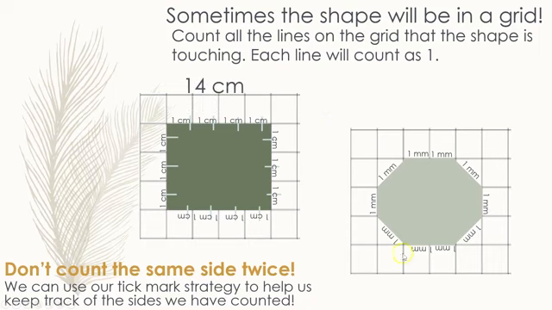Let's try it with this shape. Don't forget to use the tick mark strategy to help us keep count of the sides. 1, 2, 3, 4, 5, 6, 7, 8, 9, and 10. The perimeter of this shape is going to be 10 millimeters.